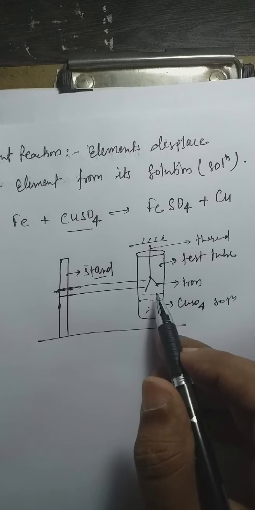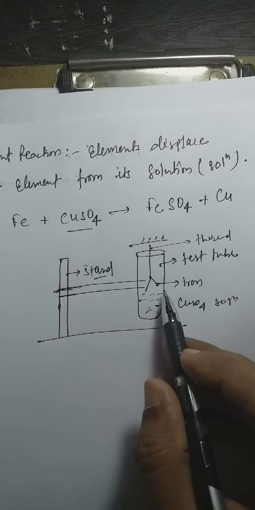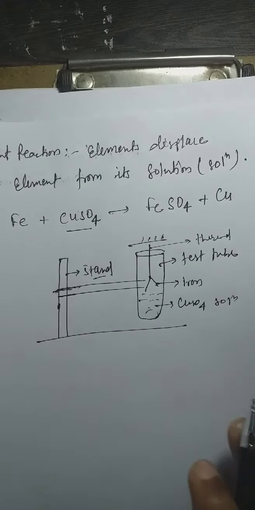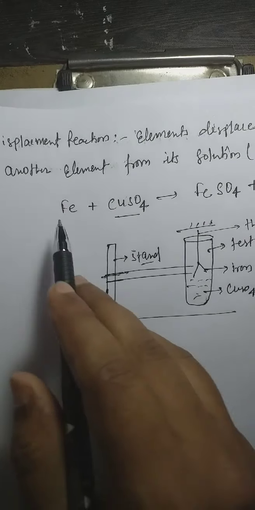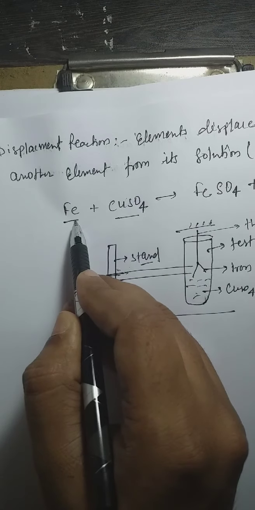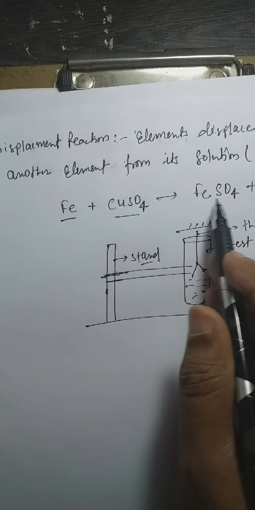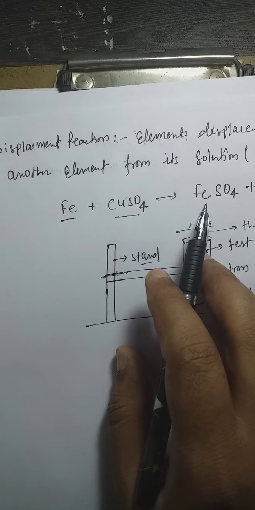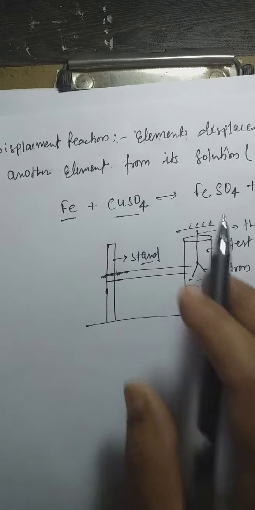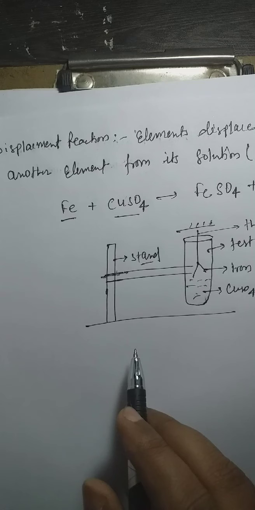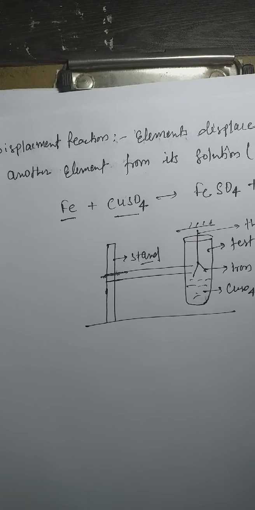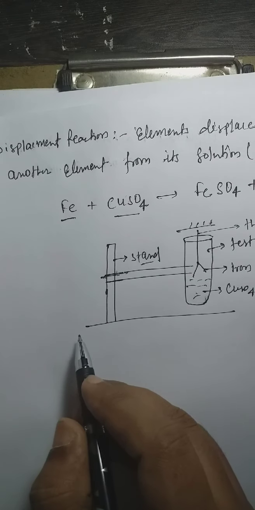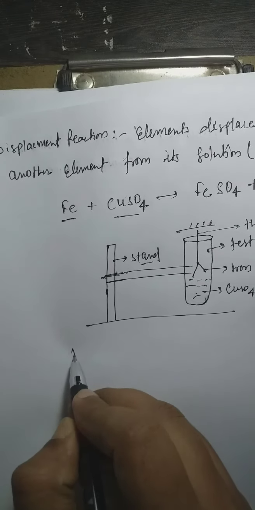The iron nail displaces the copper in solution. That's why this reaction is called a displacement reaction, in which iron displaces copper and becomes iron sulfate, and copper comes out. The iron nail becomes brown in color, and the blue color of the copper sulfate solution disappears.